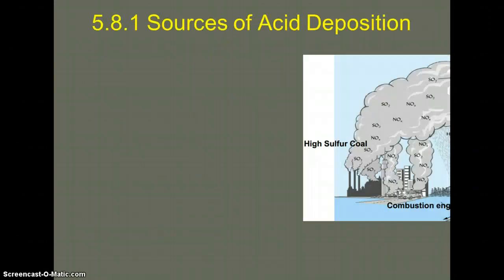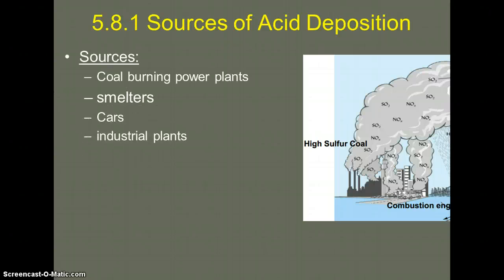Okay, let's move forward. Sources of acid deposition, 5.8.1. Those main sources are going to be coal-burning power plants, smelters, which usually are working with metals, your individual cars at home, and industrial plants of whatever type. And the major pollutants they're going to be releasing are things based in sulfur and oxygen, and things based in nitrogen and oxygen.